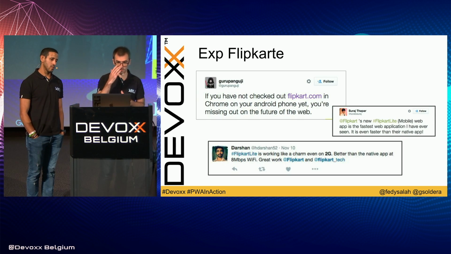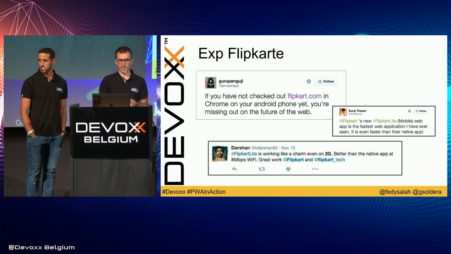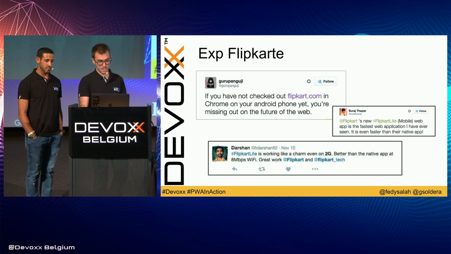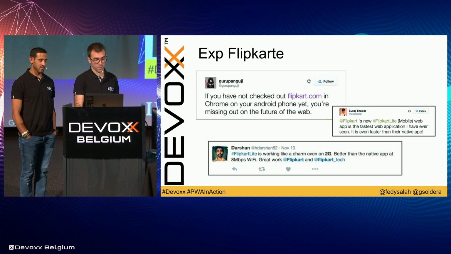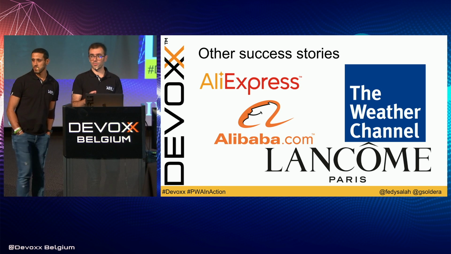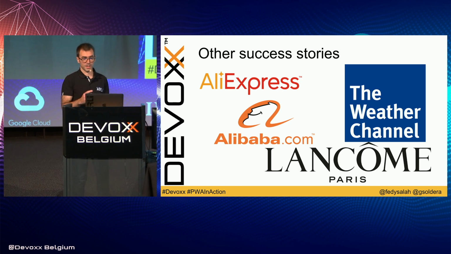There is Flipkart. It's a big e-commerce website in India, I think, and we can see on social media that it works like a charm even on 2G. So it's better than the native app on Wi-Fi. It's a very good point. And there are many success stories in different industries, in e-commerce, but you also have applications for TV channels, for the weather, and for cosmetics.